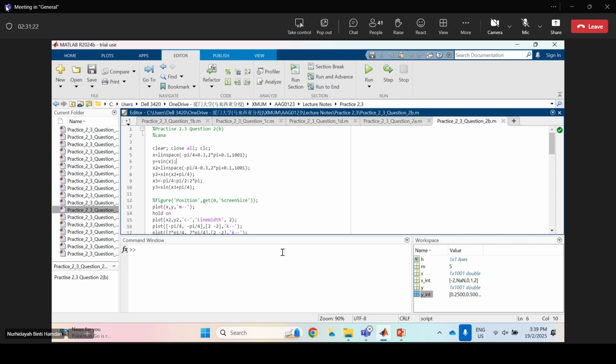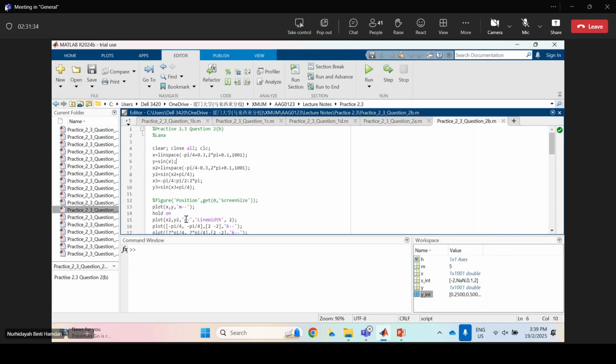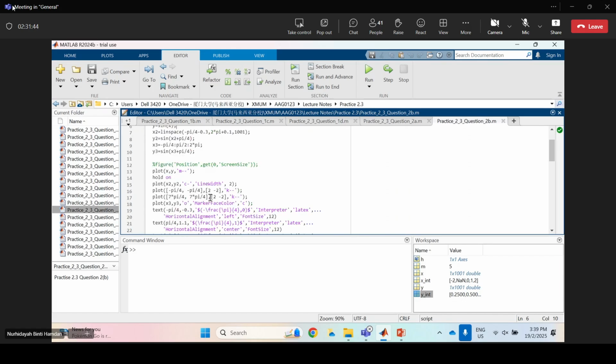Okay, x2 here is for the pink line. It's also pi over 4 minus 0.3 and plus 0.1. So y2 is sine x2 pi over 4 and all this.